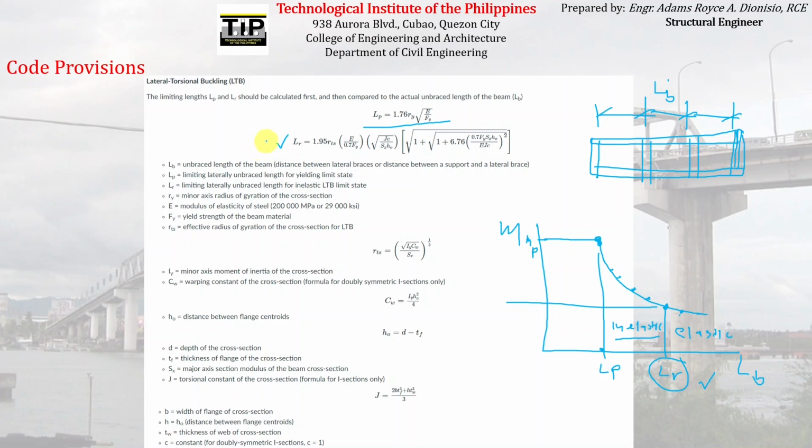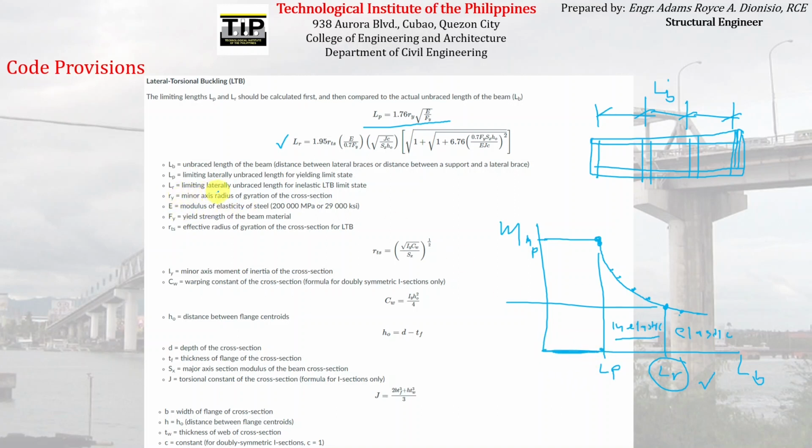Okay. So sa formula na yan, ito yung mga meaning ng mga variable. Yung Lb, obviously, that is the unbraced length. Ito yan, yung spacing between the lateral braces. Okay? Yung Lp, that is the limiting laterally unbraced length for yielding limit state. If you want to ensure na mag-yield yung member mo, meaning ma-attain niya yung plastic moment, yung maximum moment na kaya niyang i-offer, you have to make sure na hindi lalagpas sa Lp yung spacing ng mga bracing niya. Okay, so dapat within this limit.